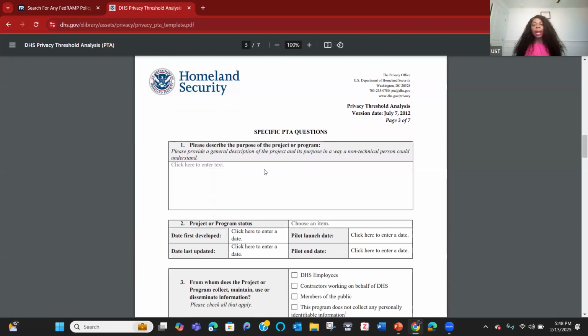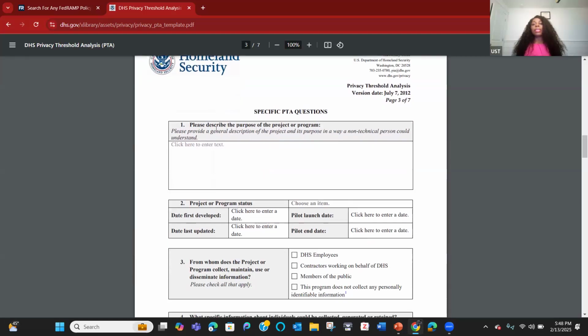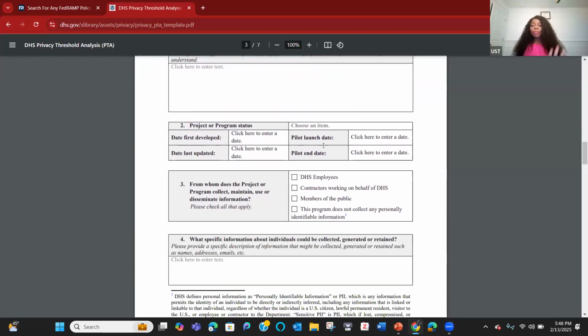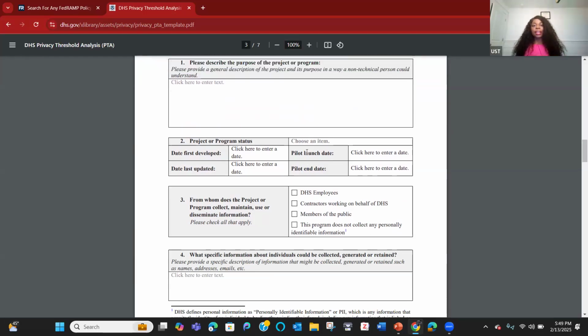Once you have that, then you can better determine what kind of PII your system collects or houses. And if you see at the top, please describe the purpose of the project or program. Provide a general description of the project and its purpose in a way a non-technical person could understand. Right. So you have to put it there; this is just question and answer. Once you go there, you just read it, right?